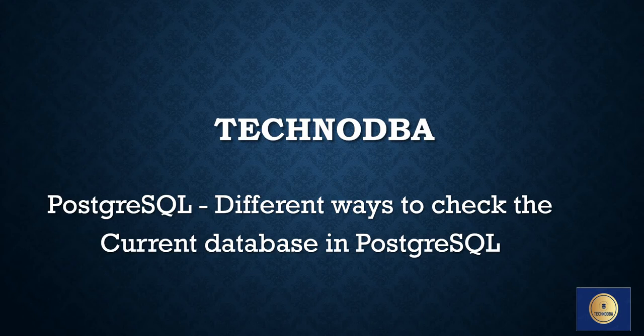So in today's video, we'll discuss different ways to check the current database in PostgreSQL. Sometimes we log into a database, but we don't know how to check the current database. From the login details, we can check that, but we still have some different ways to check through the psql command. Now we'll perform this activity from our psql command prompt.